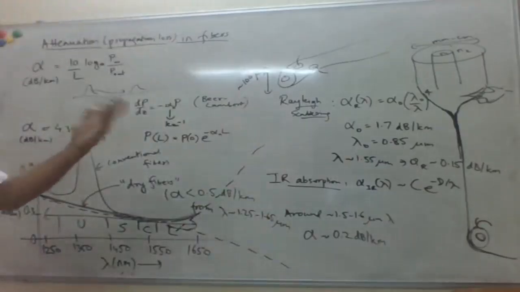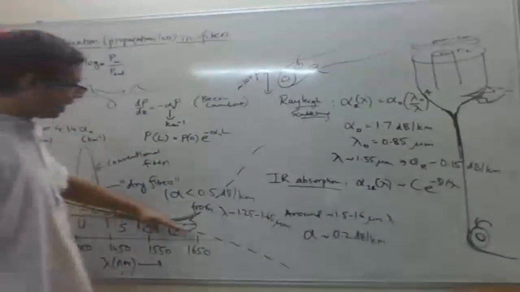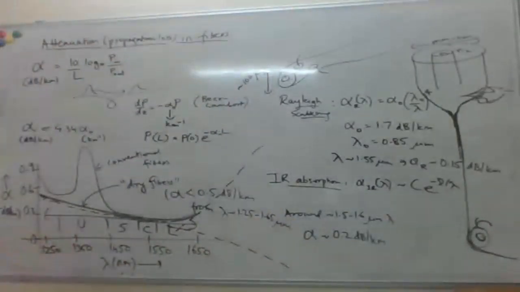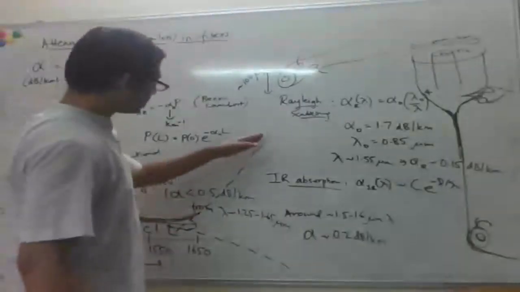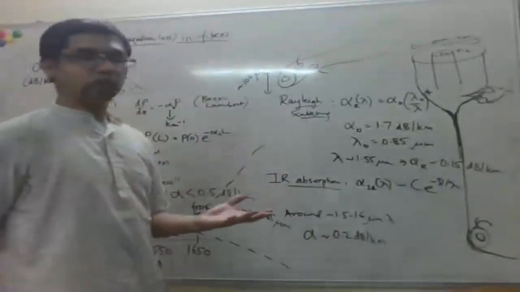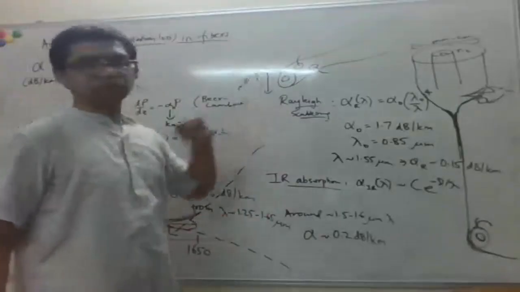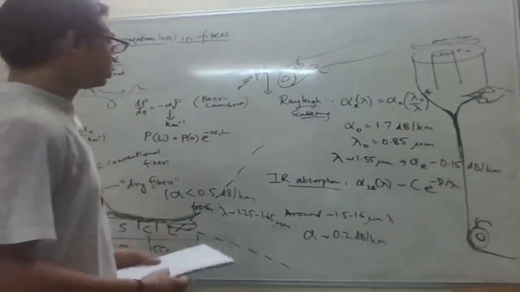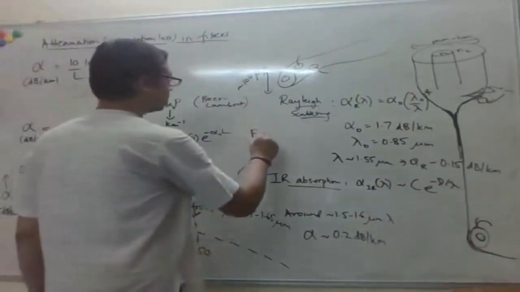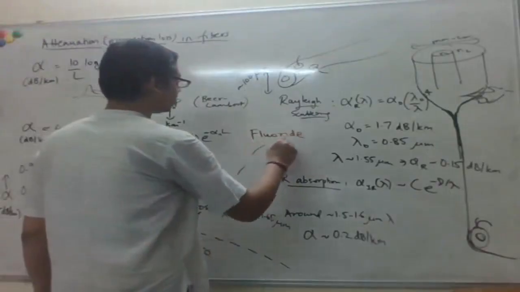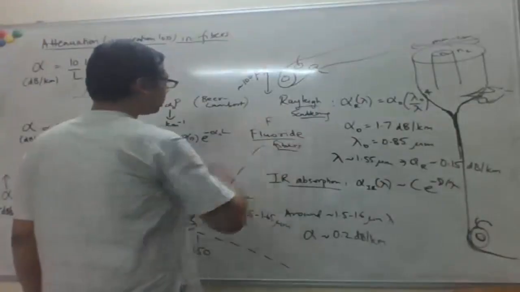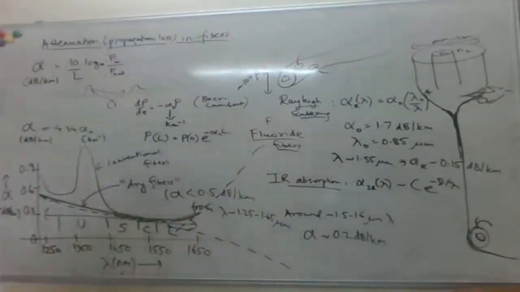Okay, so if you go to some other materials, then you still have this Rayleigh scattering going down, but this IR absorption actually depends on the lattice vibration and the phonons. So that depends on the composition of the medium. So one thing that people are trying now are so-called fluoride fibers. Fluoride fibers basically have fluorine in their composition.